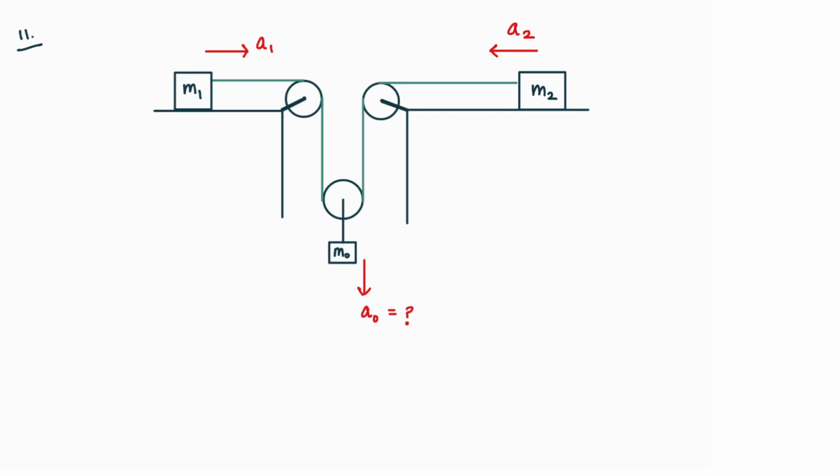In this 11th problem, the problem is given as shown, where the two blocks M1 and M2 both are approaching towards the edge of the table with accelerations A1 and A2, and due to the motion of both the blocks, another block M0 is going down with a certain acceleration A0. So we need to determine A0 in terms of accelerations A1 and A2.